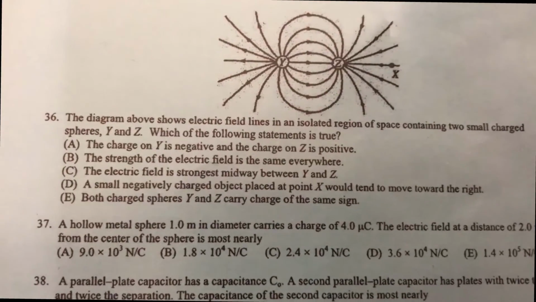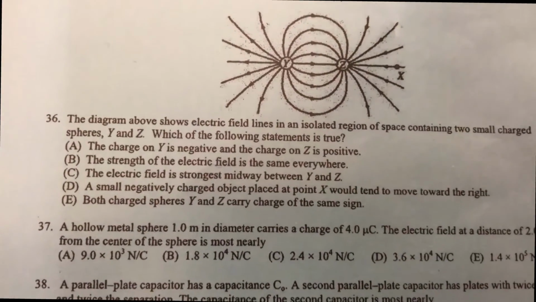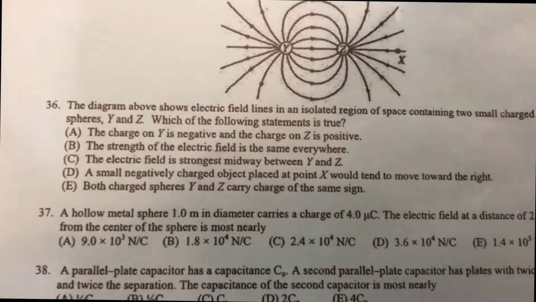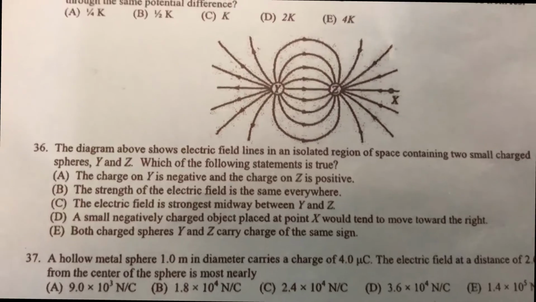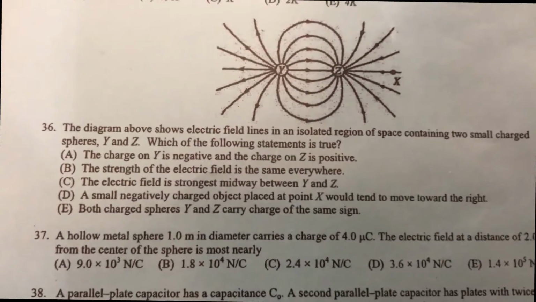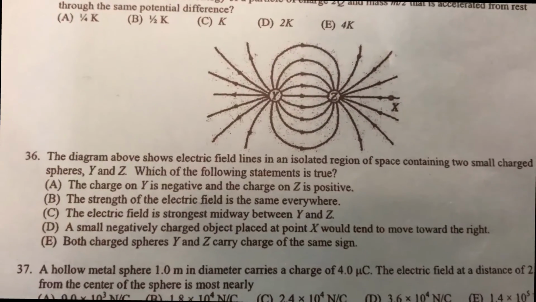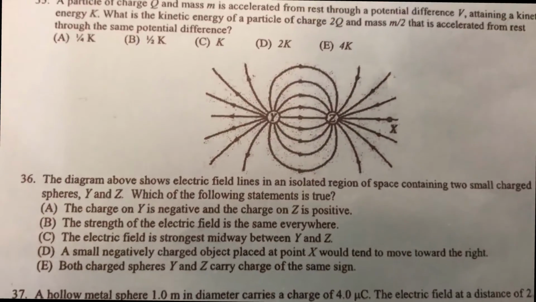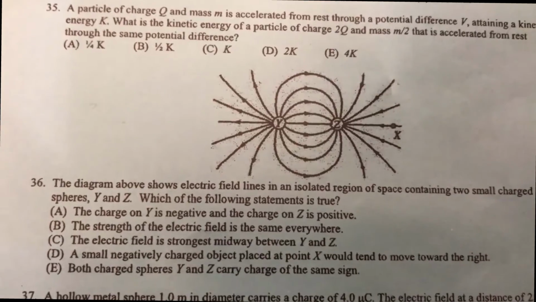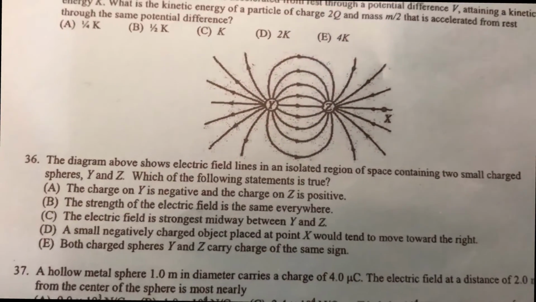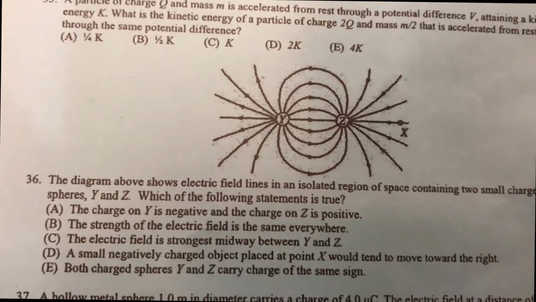Okay, so you have electric field lines, and they're asking you to find which statement is true. The first thing you would do is find out which one's positive and which one's negative, and you know one's positive and one's negative because the lines run into each other. For the Z one, the arrows are pointing towards Z, so that one's negative, and for the Y one, the arrows are pointing away, so that's positive. The only answer choice that makes sense here would be D.